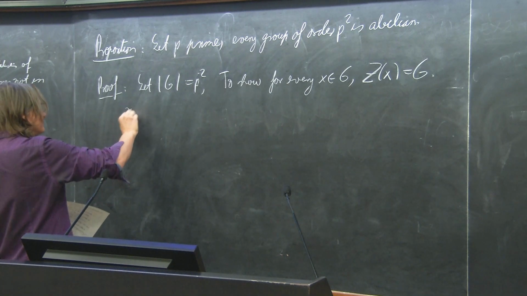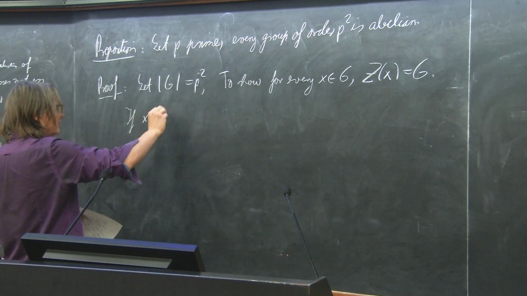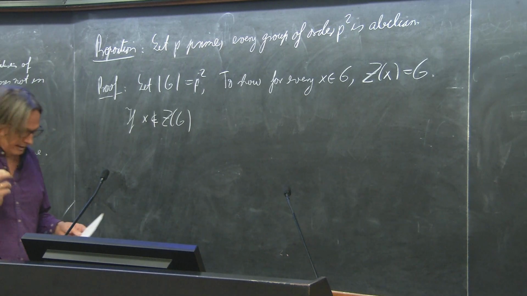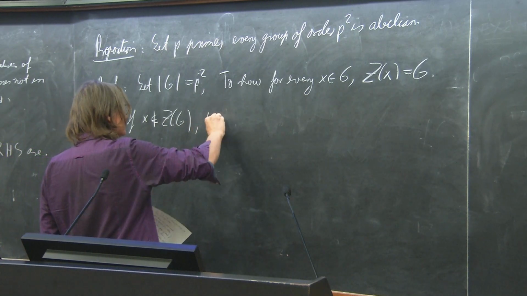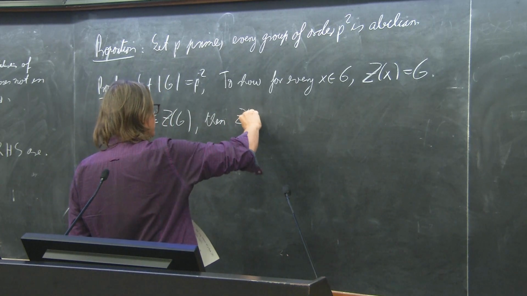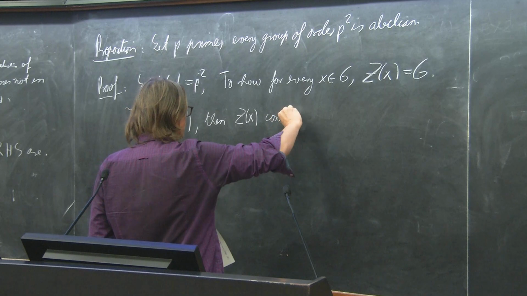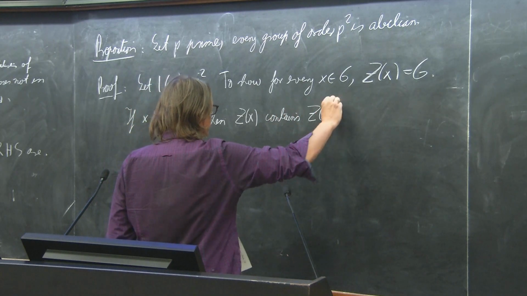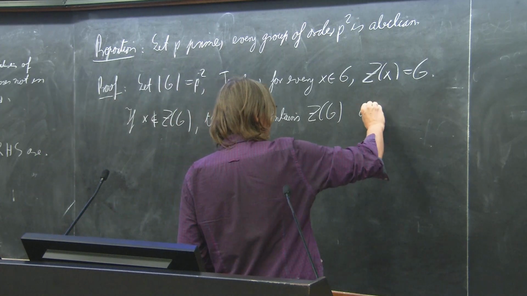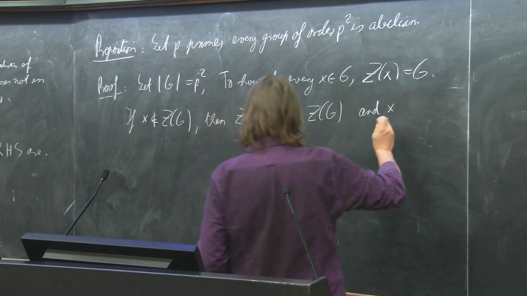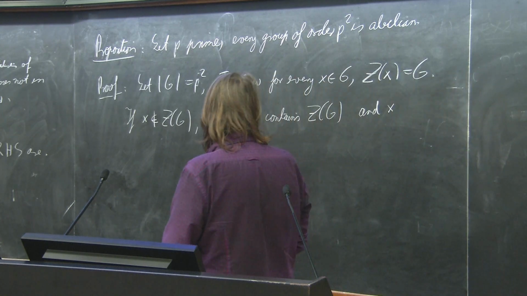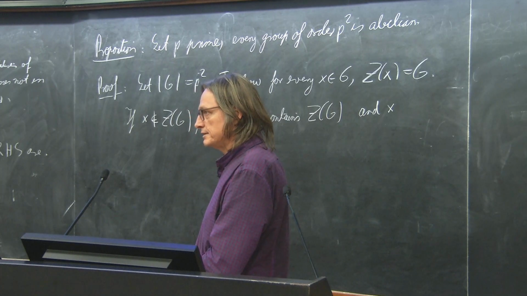So if x is not in the center of G, then the centralizer of x contains certainly the center, but it also contains x. And x does not lie in the center. So that means we have at least p plus 1 elements.